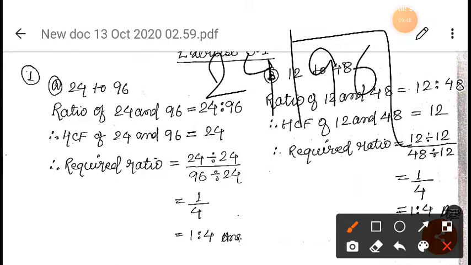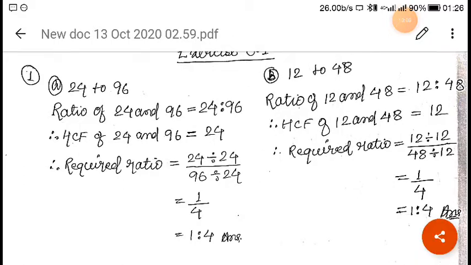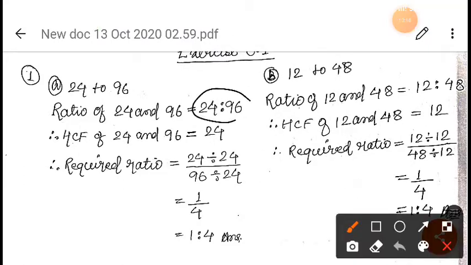After that, we compare this 24. If we divide 24 by 4 we get 6, and when we multiply 24 by 4 we get 96. So the HCF is coming as 24, right? So first of all, we find the HCF between these two numbers. So we have got the HCF, right?